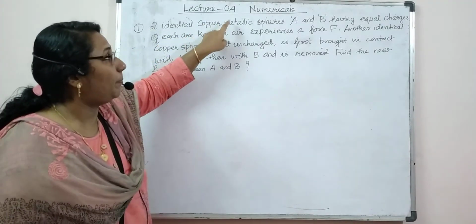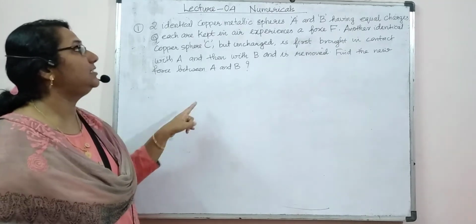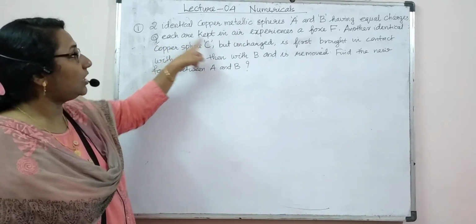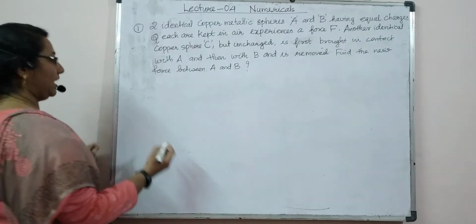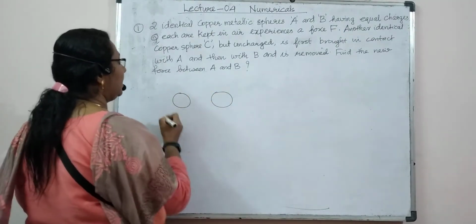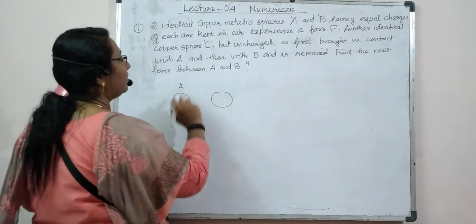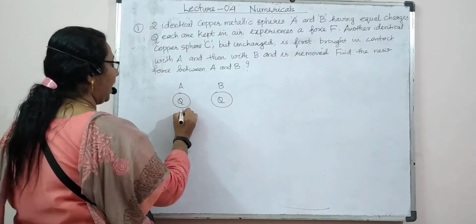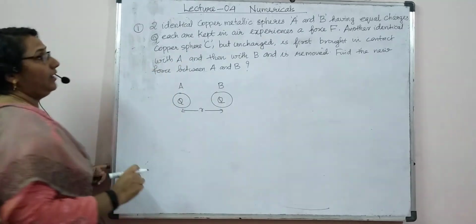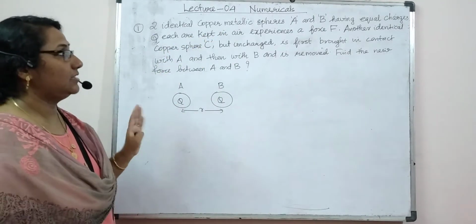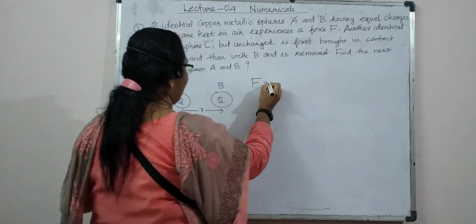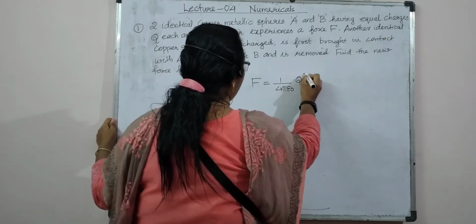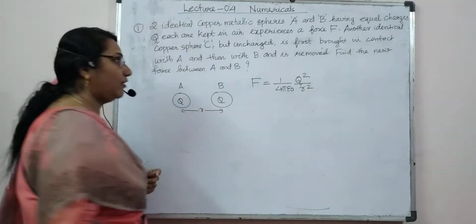Two identical copper metallic spheres, A and B, having equal charges Q each, are kept at some distance R in air, and they experience a force F. We have assumed the distance as R. The force will be 1 by 4 pi epsilon 0, Q into Q, that is Q square by R square.